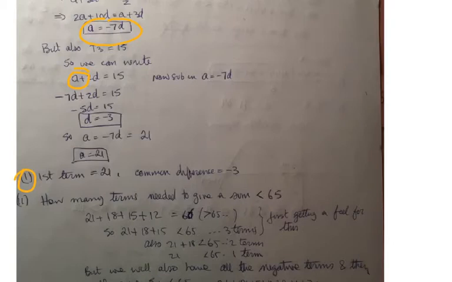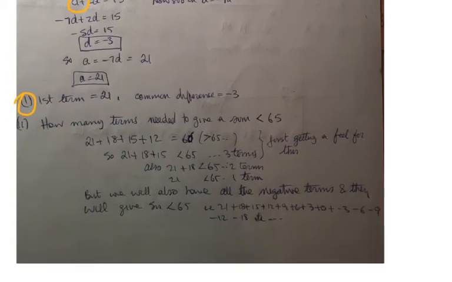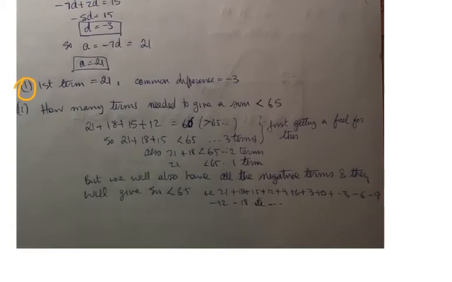Now, how many terms are needed to give a sum less than 65? To give us a ballpark of this, some idea, I just said 21, 18, 15, 12, there are 4 terms. When I add them up, I get 66. So that's no good. But I know that 21 plus 18 plus 15 is less than 65. So 3 terms will give me less than 65. So will 2 terms. 21 plus 18 is less than 65. And so will 21. That's less than 65 as well.